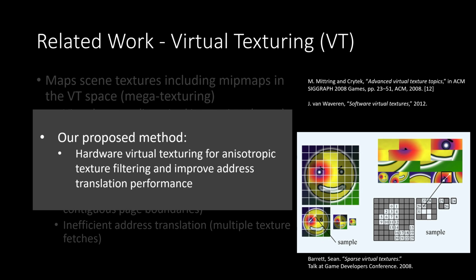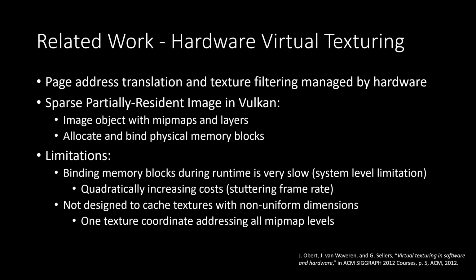To address these limitations, we choose to use hardware virtual texturing to easily support anisotropic texture filtering and improve texture address performance. In hardware virtual texturing, page address translation and texture filtering are managed by the GPU. In Vulkan, the hardware virtual texture is interfaced using the sparse partially resident image. This sparse image is like an image object with multiple mipmaps and layers. Physical memory blocks can be allocated and bound for regions required for rendering.